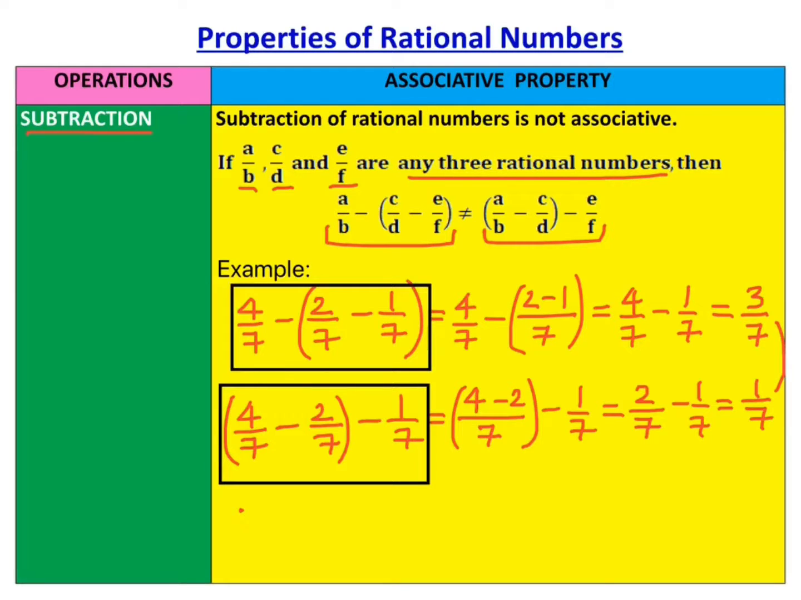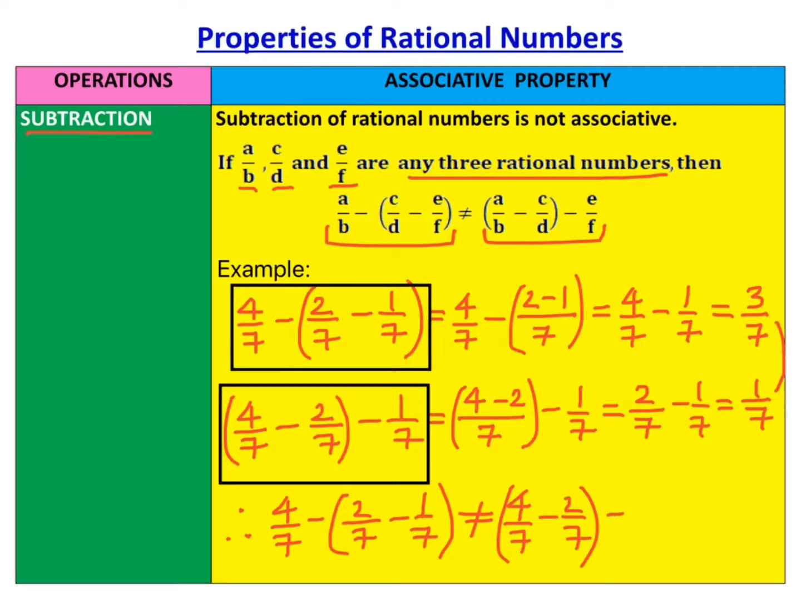Therefore, 4 by 7 minus 2 by 7 minus 1 by 7 is not equal to 4 by 7 minus 2 by 7 inside the bracket minus 1 by 7. Hence, subtraction of rational numbers is not associative.